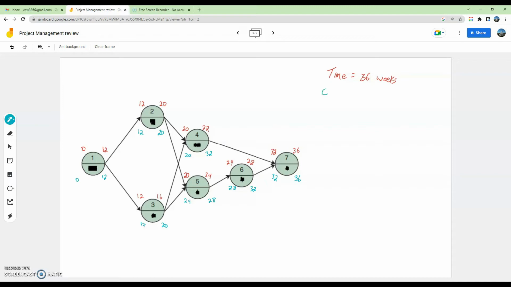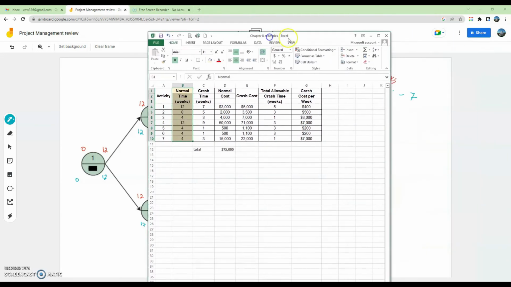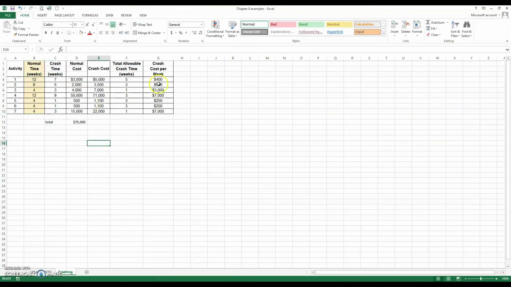So the critical path will be activity 1, activity 2, activity 5, and, oops, not 5. Activity 4. And then activity 7. Activity 1, 2, 4, and 7. So we go back to our spreadsheet that lists out all the activities. And we know that activity 1 and 2 are on the critical pathway, and activity 4 and activity 7.